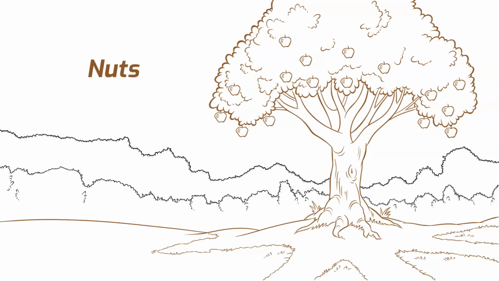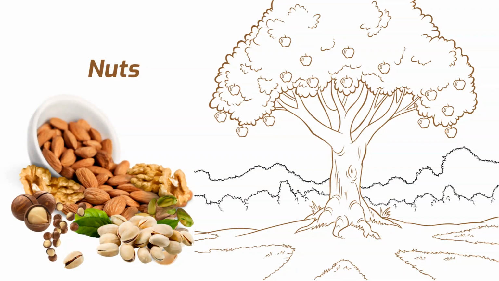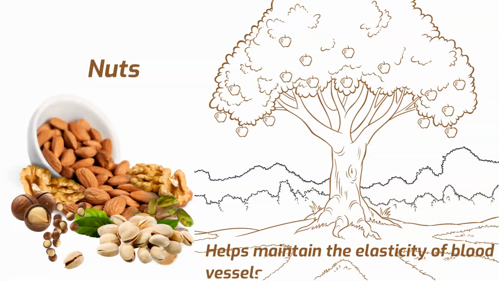Nuts. Almonds, walnuts, pistachios, and macadamia nuts tend to be packed with healthy fats, protein, and fiber. They contain omega-3 fatty acids and L-arginine, which help maintain the elasticity of blood vessels and improve blood flow. Nuts also have magnesium, which is vital for muscle function, including the heart muscle, and helps regulate blood pressure.